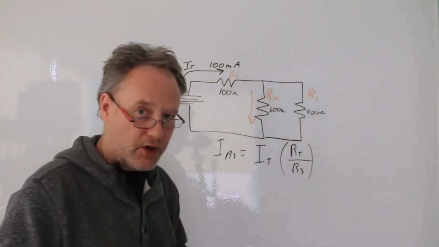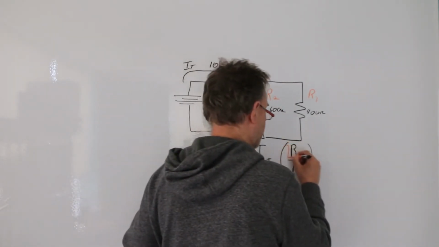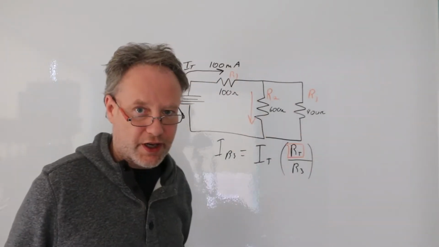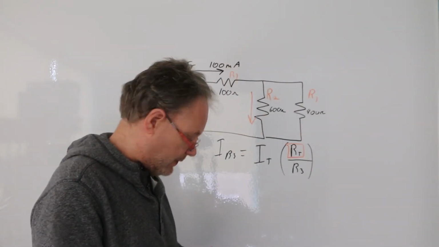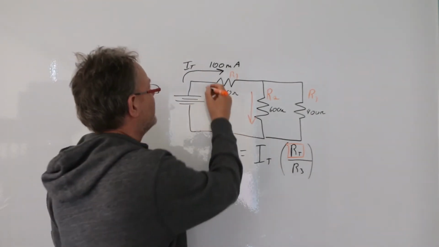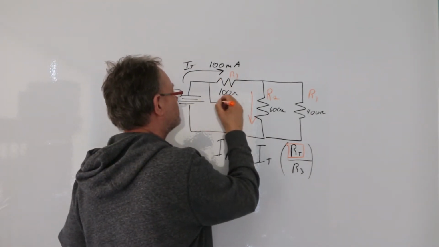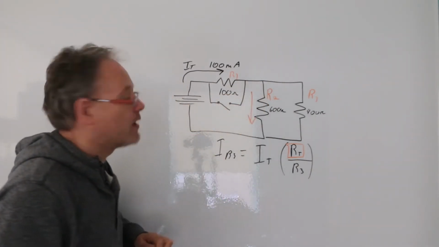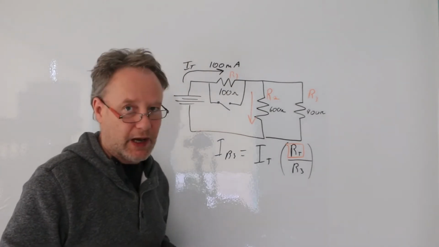Now, what we're going to do is focus on why this RT isn't the total resistance of this whole circuit. Okay, so let's break this down. What I want to do is put a switch in here, and I'm going to bypass that. I just completely bypass that resistor.